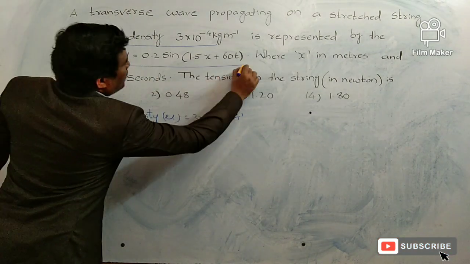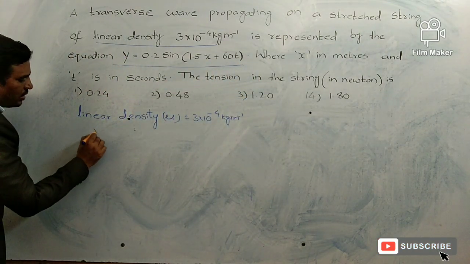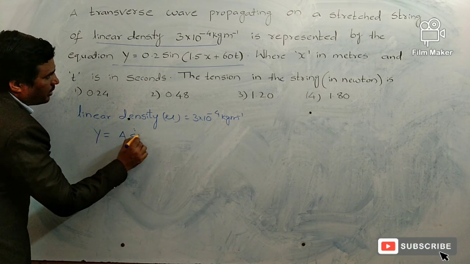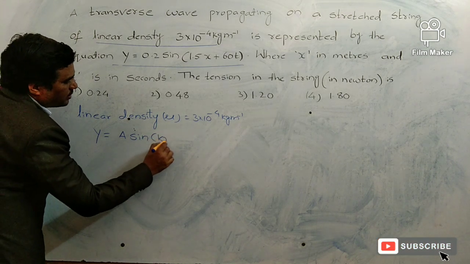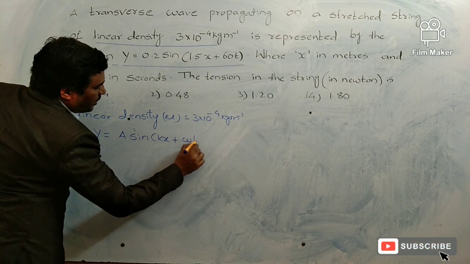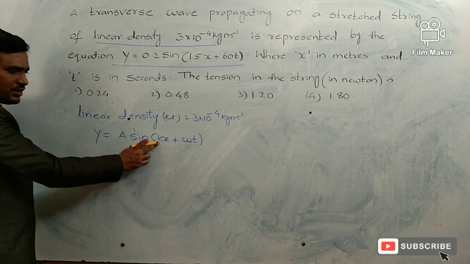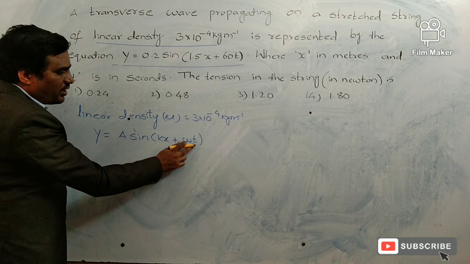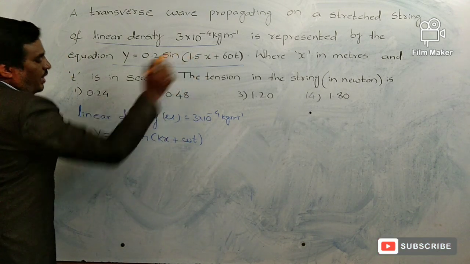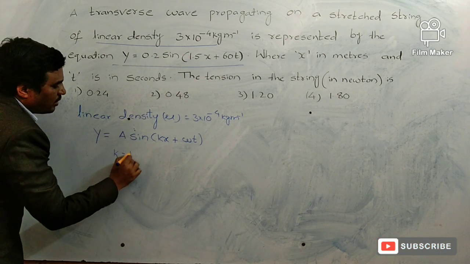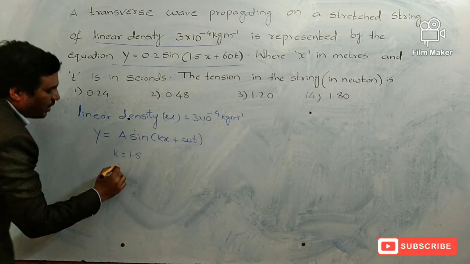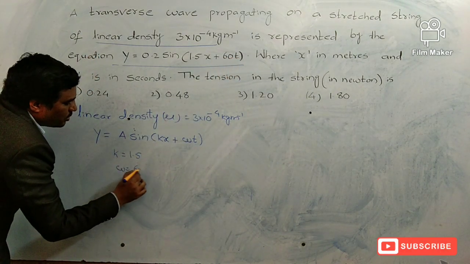Now this is the transverse wave equation, the general standard form of the transverse wave, that is y equals a sin of kx plus omega t. The coefficient of x is k and the coefficient of t is omega. Here also the coefficient of x is k. So k equals 1.5, and the coefficient of t is omega. So omega equals 60.